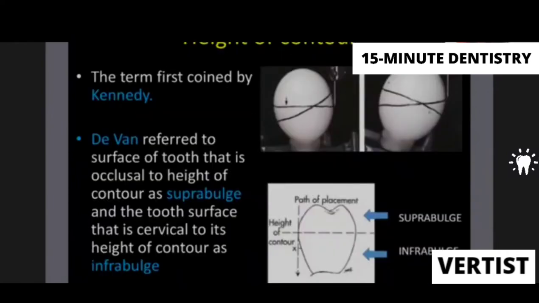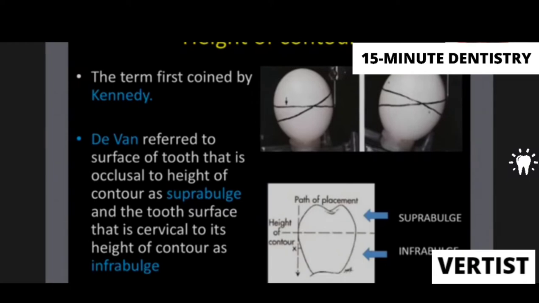Now, height of contour is a term that you must know. That was first coined by Kennedy, and Devan was the one who gave the terms suprabulge and infrabulge area. Above the height of contour is suprabulge, below the height of contour is infrabulge, and that's how your direct retainer is going to be extremely important, because these are very, very important areas.